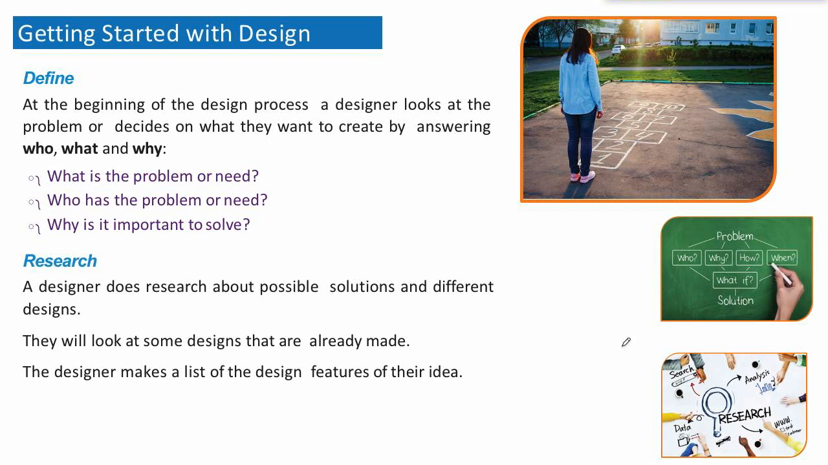This moves on to the second point, which is research. You start doing research to find possible solutions to your problem. They will look at some designs that are already in place. You could look at anything that's already available that you can explore. The designer makes a list of design features of their idea.